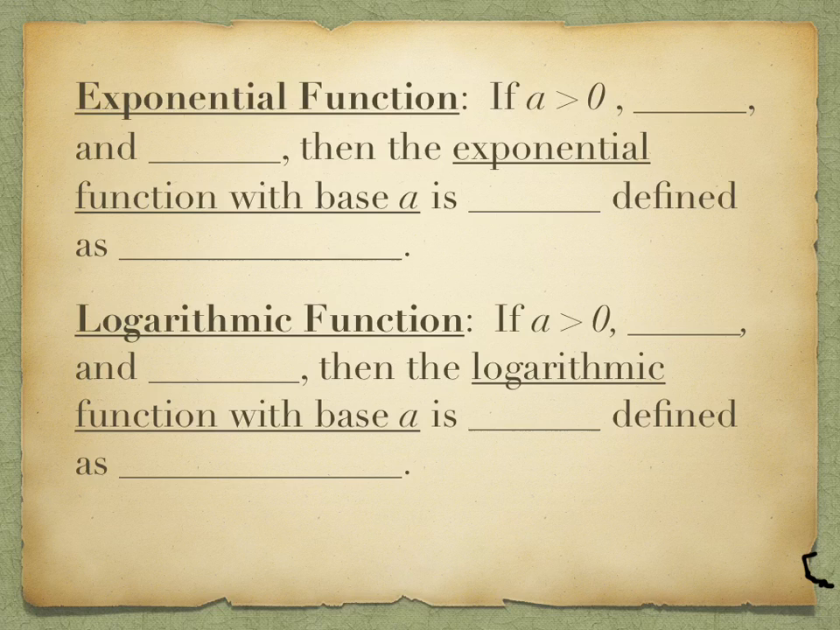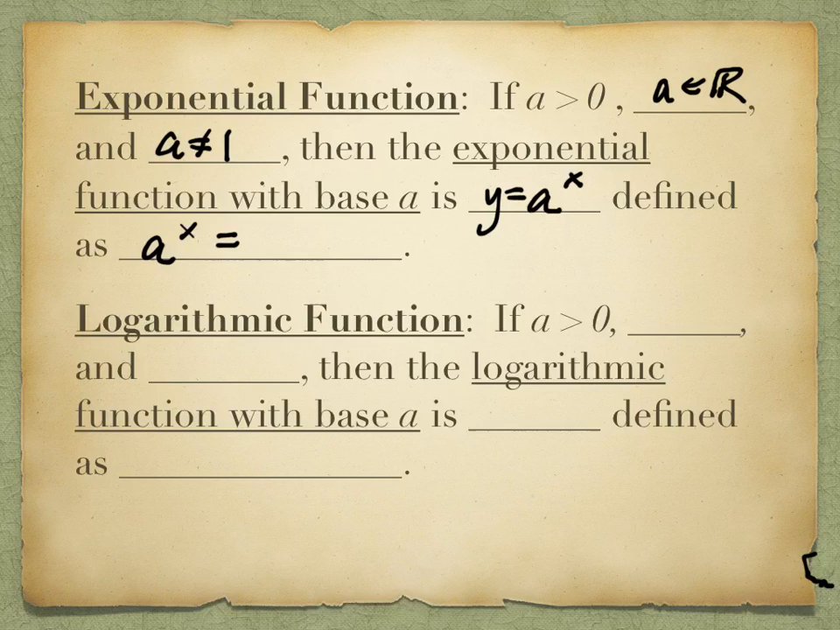So we've got a function that has a positive base, and that base is a real number. And we need that base to also not be equal to 1. Okay, so positive but not 1. Then we would call an exponential function with base a something that looks like y equals a raised to the x power. This is actually defined as that a to the x is equivalent to e to the natural log of a times x.